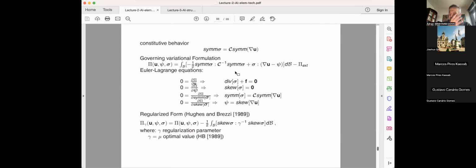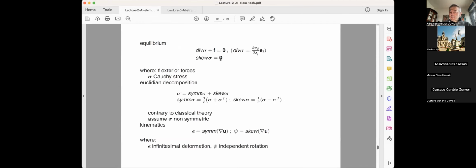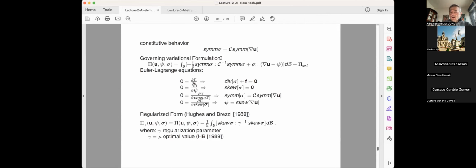If I take a variation with respect to a skew symmetric field, which is independent, the rotation, I obtain from this one that the skew symmetric part of stress equals 0. So these two go back to the strong form of the equilibrium equations, for the force equilibrium and the moment equilibrium. Then I can take the derivative with respect to the symmetric part of sigma, and I get back my constitutive equation. And then finally, I can take the derivative with respect to the skew part of sigma, and I get the definition of the infinitesimal rotation field as the skew part of the displacement gradient.